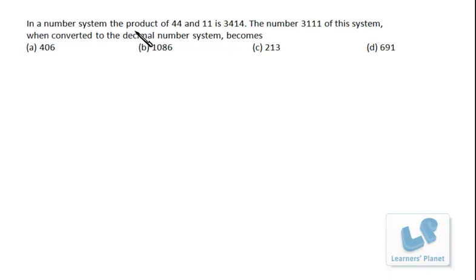In a number system, the product of 44 and 11 is 3414. The number 3111 of the system, when converted to the decimal number system, becomes what? Now friends, here we are given two numbers, that is 44 and 11, and both of them are in decimal number system. So in decimal number system, the product of 44 and 11 is 484.